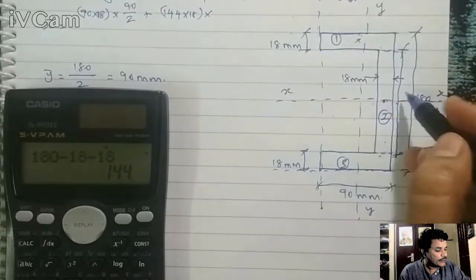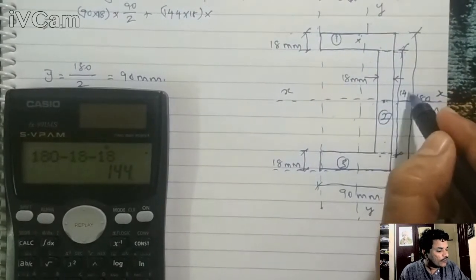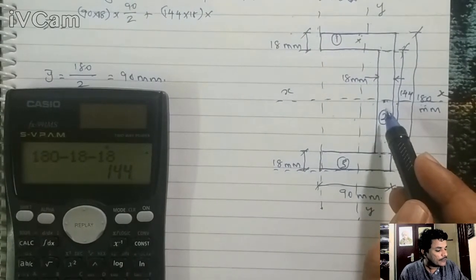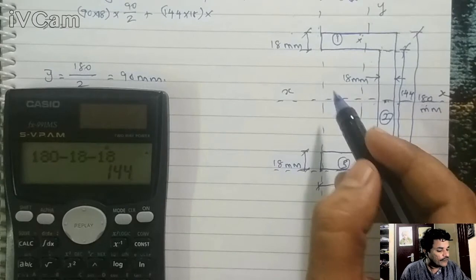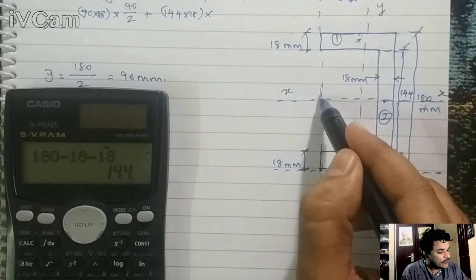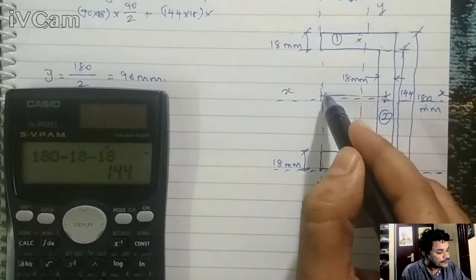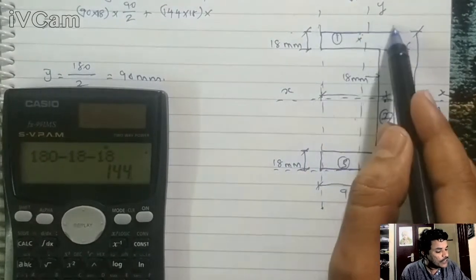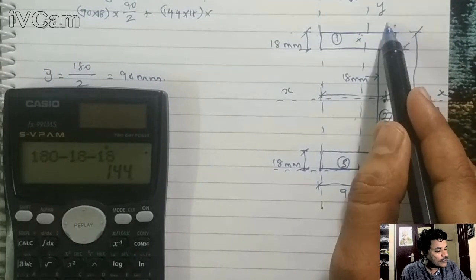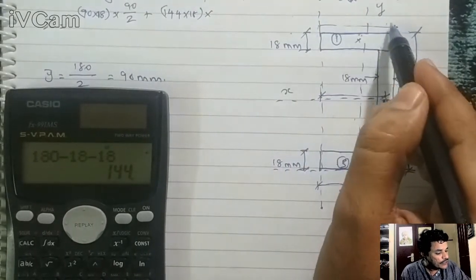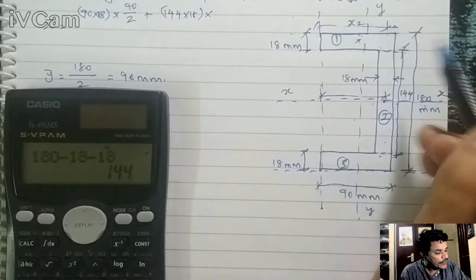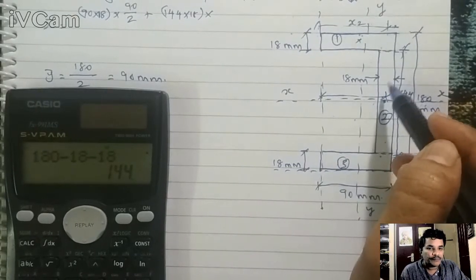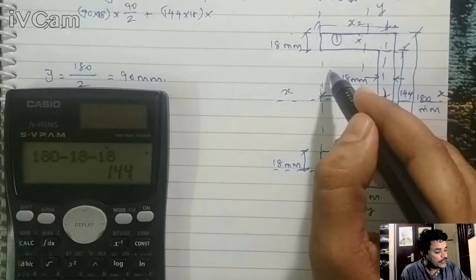Now we calculated 144. So how will you calculate the centroid of this section, from here, from left? From here to here, this is totally 90 mm. This is actually x2. So 90 minus 18 minus 9 mm. So this is the centroid from here to here.